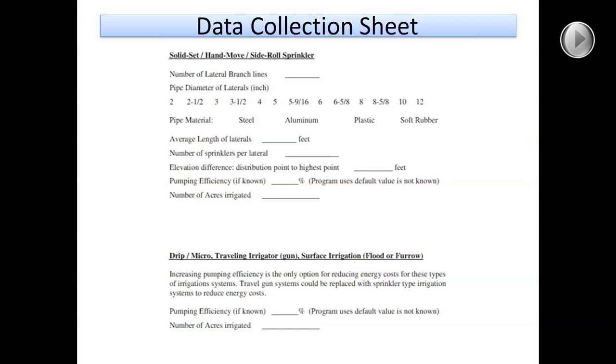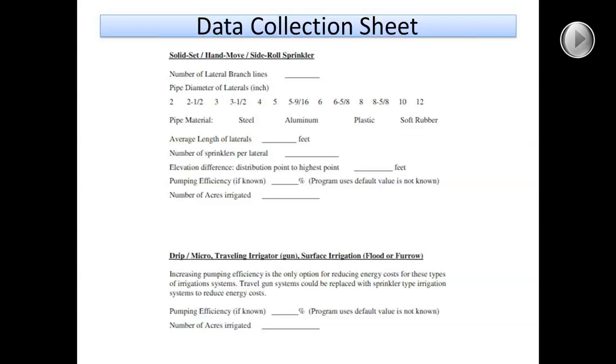And how long are the laterals? How many sprinklers per lateral? Elevation difference along the lateral. Pump efficiency, again, if known. How many acres are irrigated? That's all fairly straightforward. Most farmers will know how long their laterals are and how many sprinklers there are, and we can always count those if we need to. Elevation difference might be harder to get, and the pump efficiency might be harder to get.